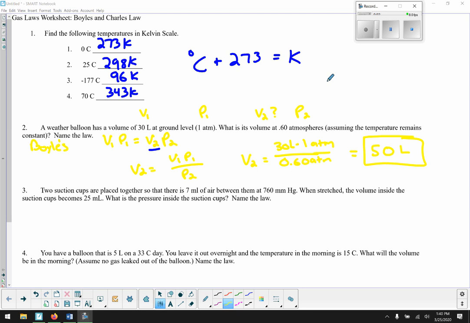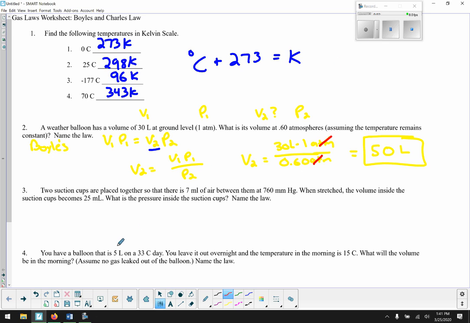Okay, so you can see that I have filled out the equation. V2 equals 30 liters times 1 atmosphere divided by 0.6 atmospheres, and you should get a value of 50 liters for the second volume. One thing to check, if you want to make sure you arranged your equation correctly, check that the units cancel out. Atmospheres and atmospheres cancel out, leaves you with liters, which is the units you want. So it's a good sign you probably rearranged everything correctly.